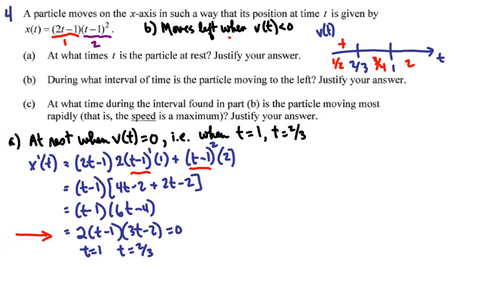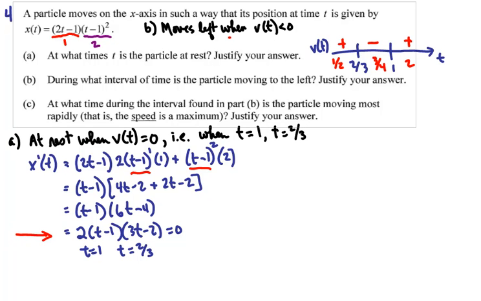I'm going to do the same thing with 3/4. 3/4 minus 1 is negative, but 9/4 is more than 2, so that'll be positive. Negative times positive is negative. And I do the same thing with 2. 2 minus 1 is positive. 6 minus 2 is positive. And positive times positive is positive.